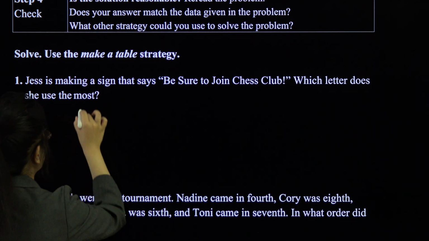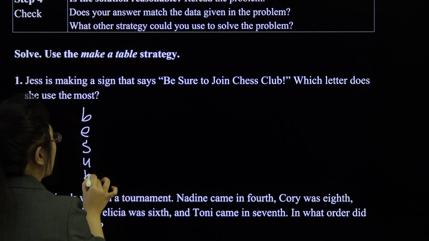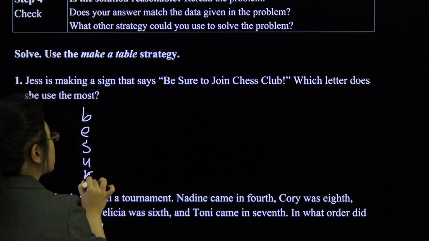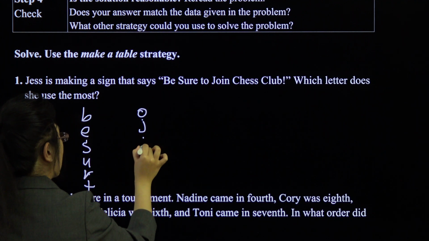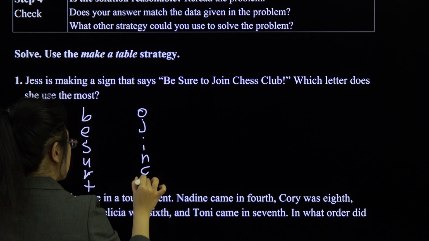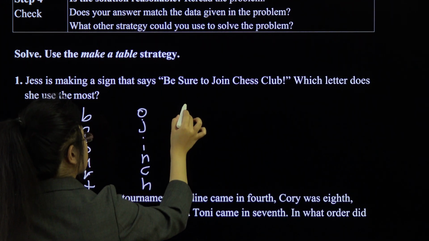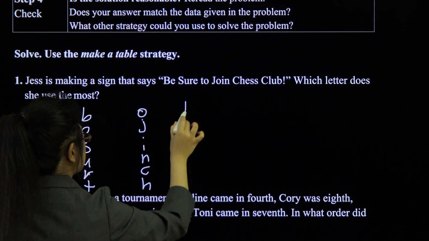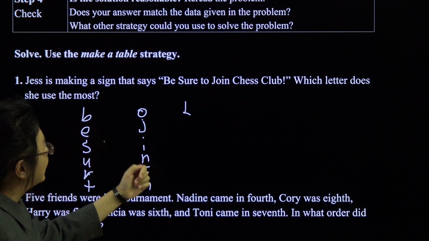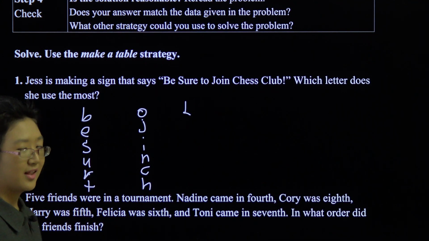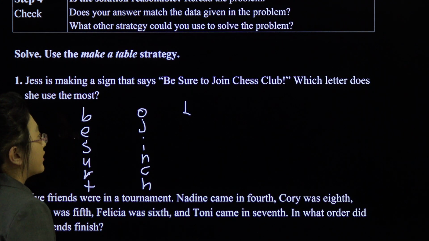So what letters do we have? Well, we have B, E, S, U, R, T, O, J, I, N, C, H, L, and that's it. I'm going to use a capital L over there because, in case you haven't noticed, L kind of looks like a tally. Lowercase, at least. So let's tally.